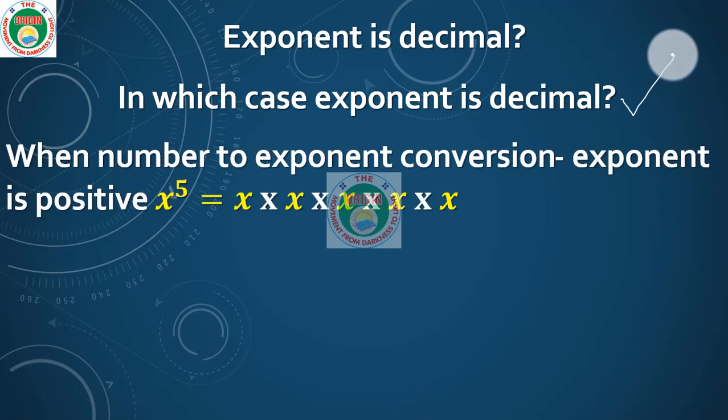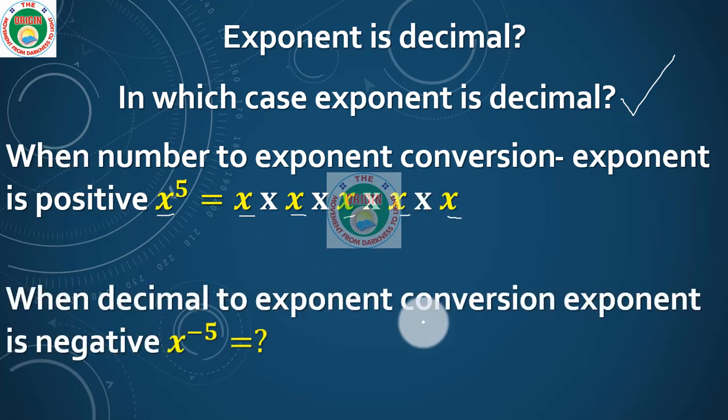What is the meaning of a positive exponent? When converting a number to an exponent, the exponent is positive, for example x power 5. What is the meaning of x power 5? x multiplied 5 times: x into x into x into x into x.